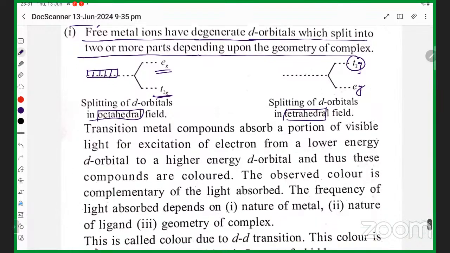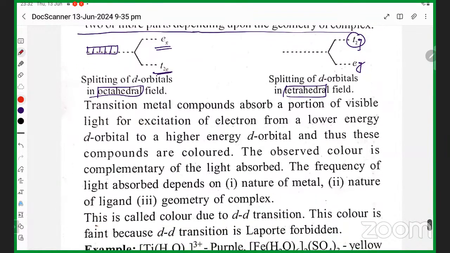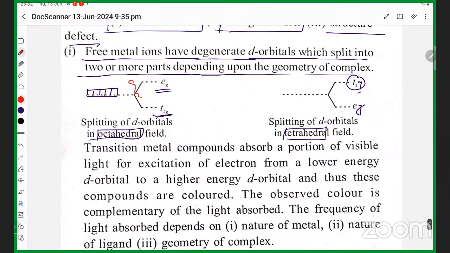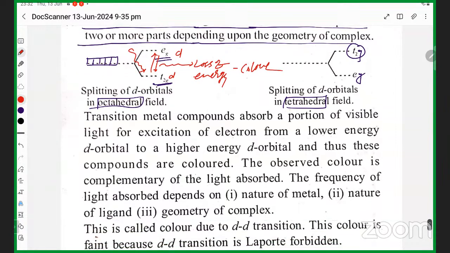Now, what is happening here? You need to read. Firstly, when energy is absorbed, the electron jumps. Then energy is lost, this is falling. Falling means loss of energy, and loss of energy in the visible region makes it colored. So because of d-d transition, this is also a d orbital, this is also a d orbital. It will be studied in coordination compounds much better.